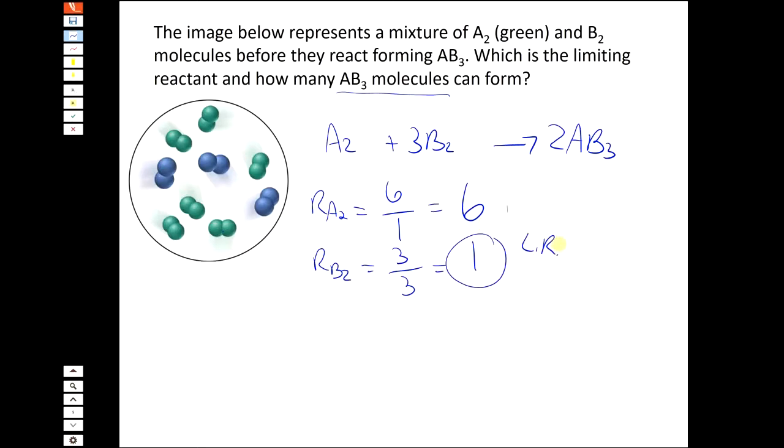So that was part of the question. I think it was a multiple choice. I'm not giving you all the answer choices, but B2 is a limiting reactant. So that's part of our answer. And then it also wants to know how many AB3 molecules can form. Here, again, we're doing it in terms of individual molecules, but the concept is the same as if it was in moles. So for the molecules of AB3 that can form, we start with the number of molecules of our limiting reactant we have. B2 is the limiting reactant, and as we said, there are 3 molecules present, 3 of those blue molecules.